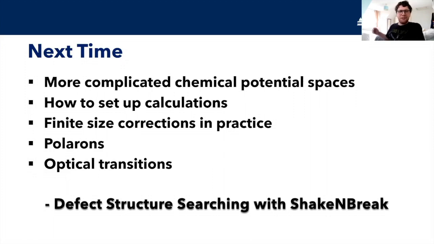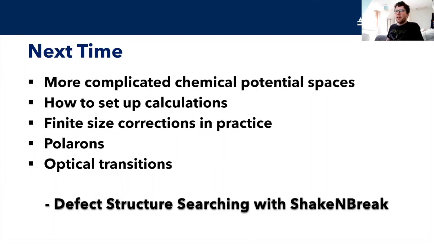spaces. So way back at the start, when we were looking at titanium dioxide, we can now consider what would happen if we, say, have a ternary system rather than a simple binary. We're also going to look at how to set up some defect calculations. So the actual nitty-gritty, setting up INCARs, using automated workflows, all that sort of stuff. We're going to look at how the finite size corrections play out in practice.